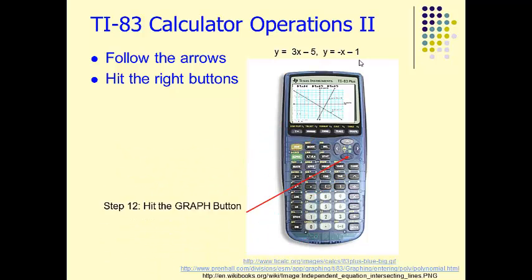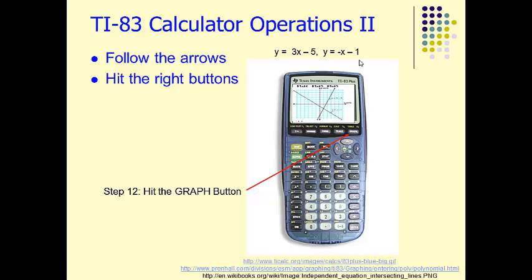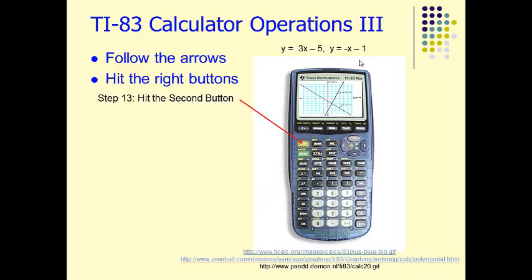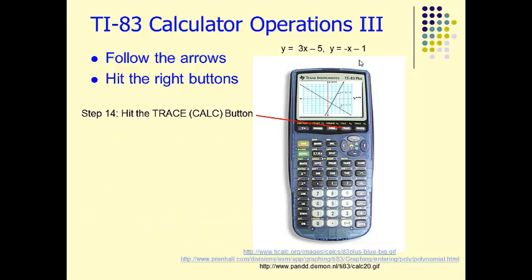Next thing you're going to want to do is hit the graph button. And you'll notice that the two equations are displayed on the graph. Now you're going to want to hit the second button, and you're going to want to hit the trace button.